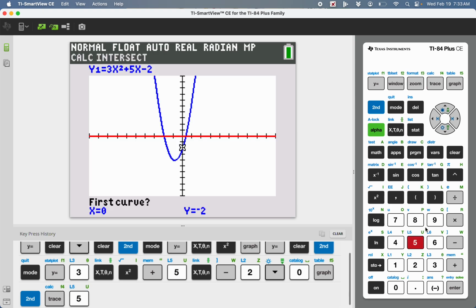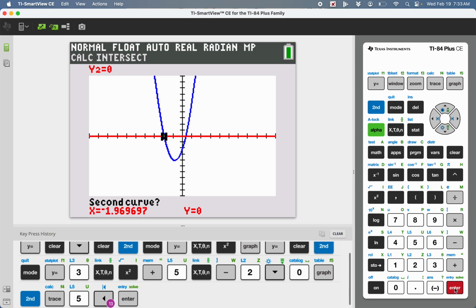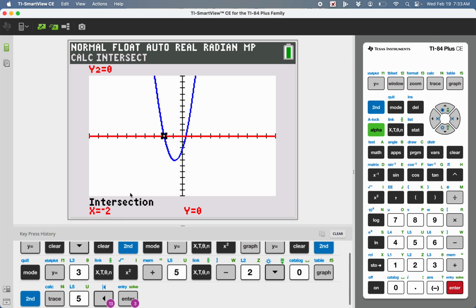So hit option 5. And what I'd like to tell my students is to make sure that your spider or your flower is close to the 0 that you are interested in. Notice there's 2. I have 1 here and 1 here. We're going to need to repeat the process twice. But once your blinker is close to the 0, you're going to hit enter 3 times. So 1, 2, and 3. And if you notice, your intersection is at the point -2, 0.